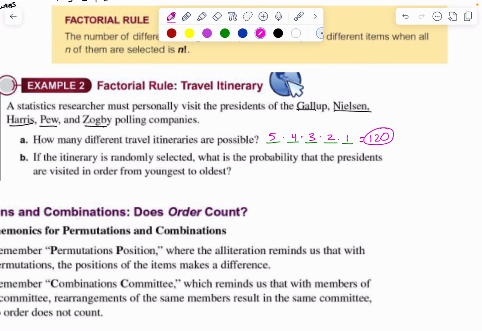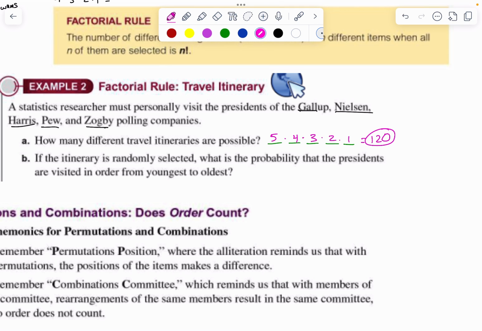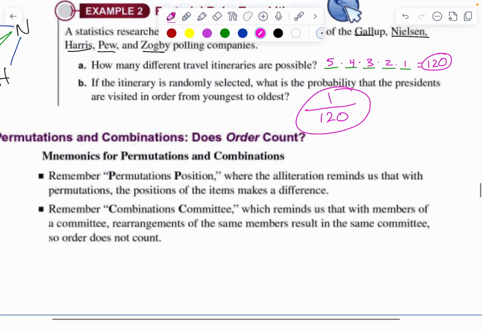It's asking, if the itinerary is randomly selected, what is the probability that the presidents are visited in order from youngest to oldest? That's trying to confuse you, and it's not confusing. Don't let it confuse you. There is only one combination of them being in order from youngest to oldest. Only one combination out of the 120. So you can leave it as 1 over 120, or it's slightly less than 1%. Like 0.009 or something like that, right? Okay? Good? All right, next thing.